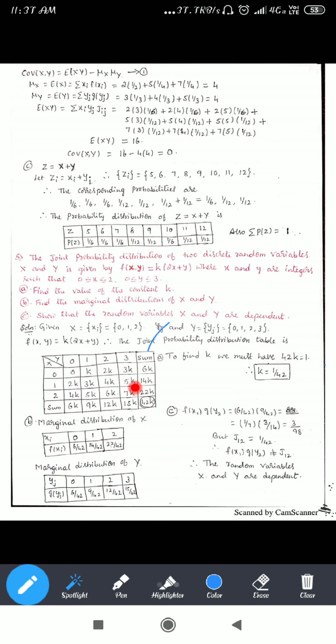Next, so what we got? We got JPD, dear students. So with the help of JPD, we have to find the marginal distribution. Second one, find the marginal distribution of x and y. So how to find marginal distribution of x and y? Marginal distribution of x means this 0, 1, 2. So this is 6k, 14k, 22k. So k is nothing but 1 by 42. So 6 by 42, 14 by 42, 22 by 42. Same thing for y also, 6 by 42, 9 by 42, 12 by 42, 15 by 42. So this is marginal distribution, that is finished.